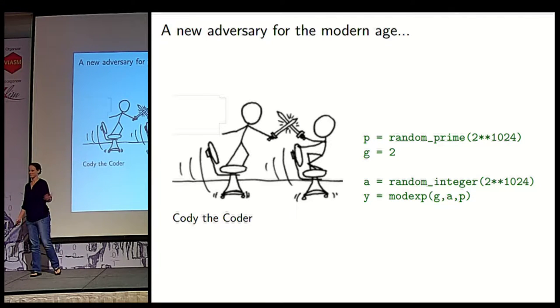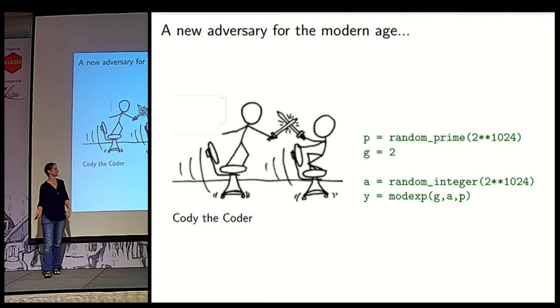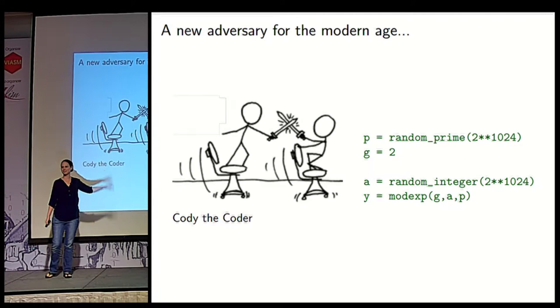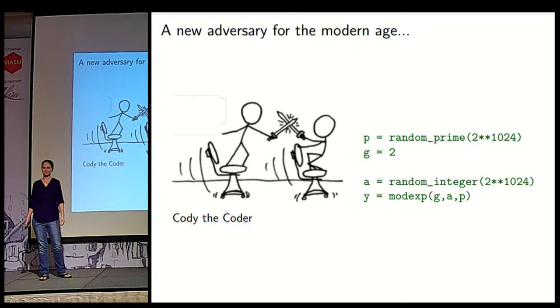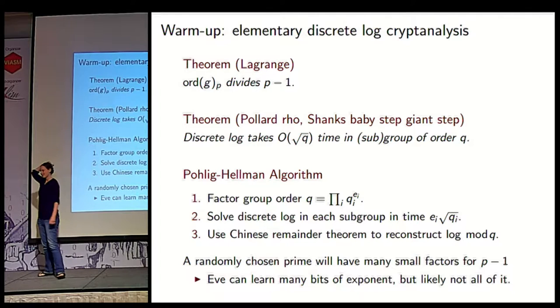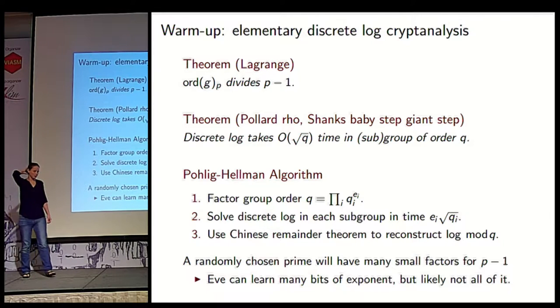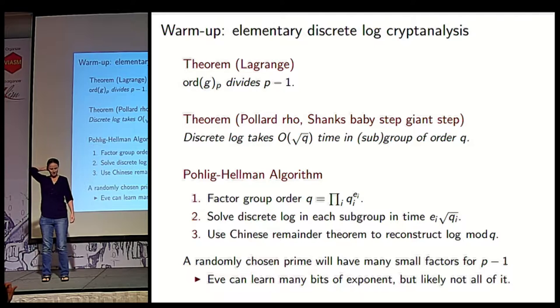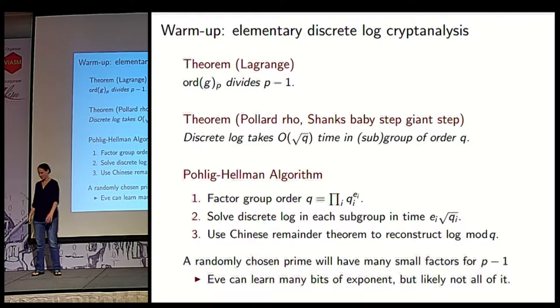So, generate some primes, generate a group generator, compute a secret A, and send off our key exchange value. Looks good, solid, excellent, we're done. That's the crypto for his product. Okay, so what's wrong with this? Well, as a warm-up, I'll go through the elementary cryptanalysis of discrete log-based cryptosystems, and we'll see how this ends up failing.